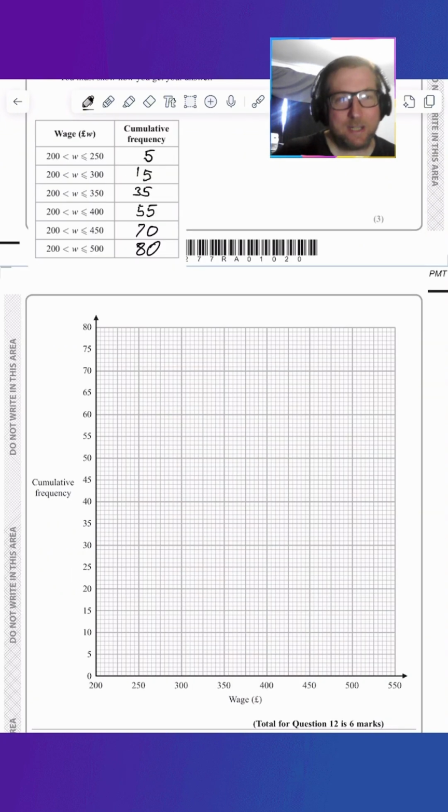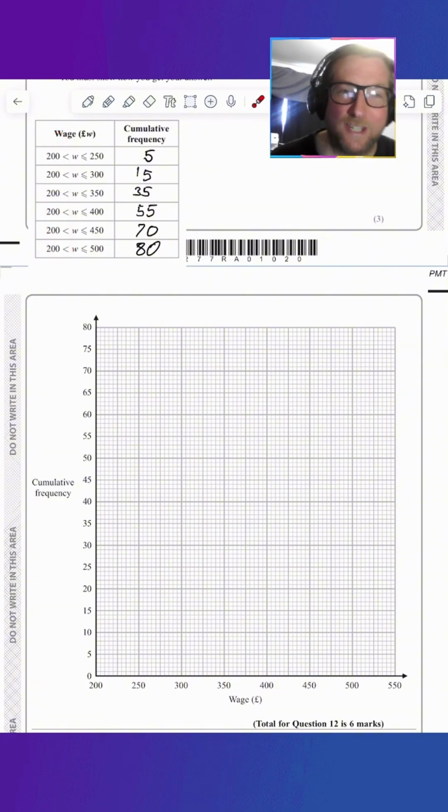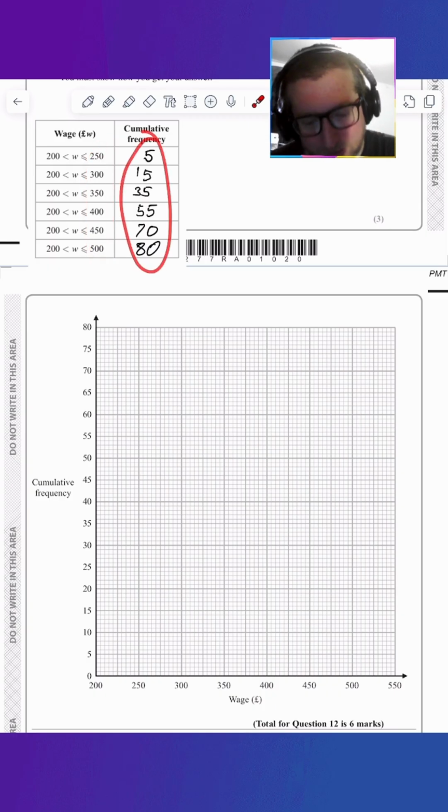Now we need to know how to plot this. The way we do this is we take as our x-axis, and it's labelled, wages, and the y-axis is cumulative frequency. So these values here will be my x values. Obviously, it's not those values because they're all the same. We would just have a vertical line of points. So it must be those values that we plot along the x-axis. Up the y-axis, we plot those points.